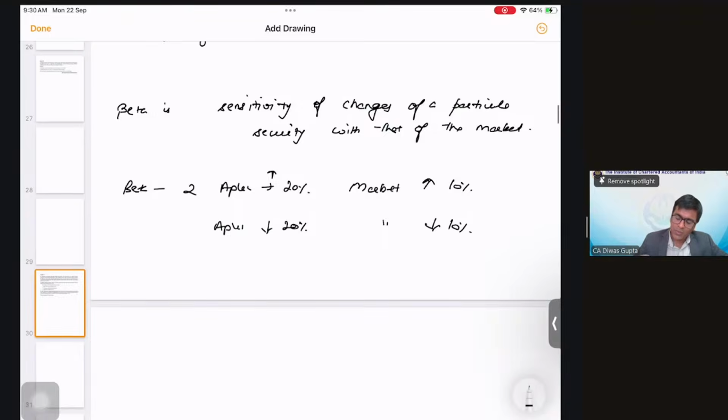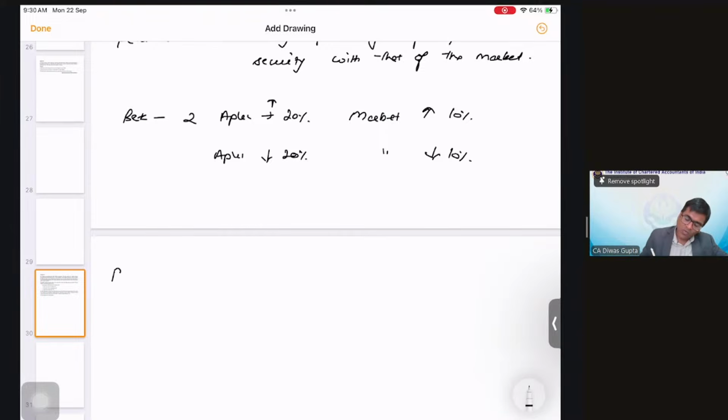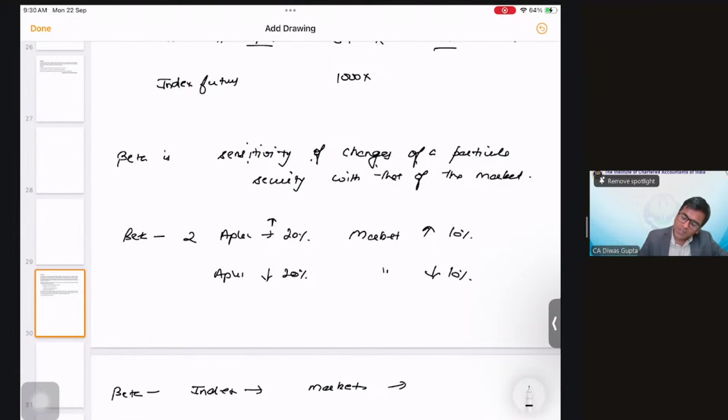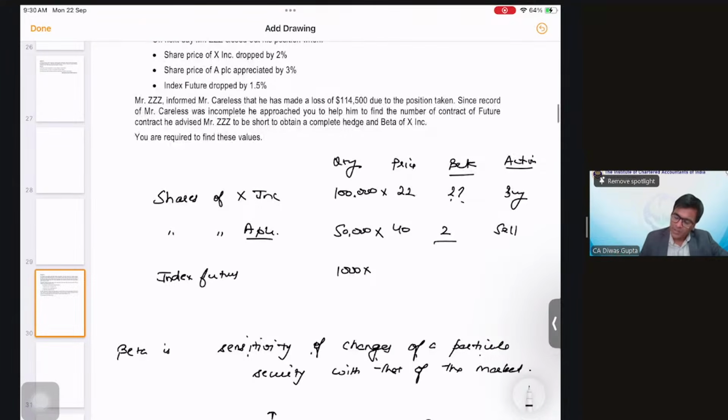Now, this is beta of APLC. Now, what is the beta of market itself? What is the beta of index itself? See, first of all, index is what? Index is market, right? Index is the collective. It would be 1. Yes, very good. So index is the collective representation of the market. Hence, I was asking what is the beta of index? So it will be sensitivity of changes of market with respect to that of the market. So market related changes with respect to that of the market will always be 1. So the beta of this index futures will be 1.